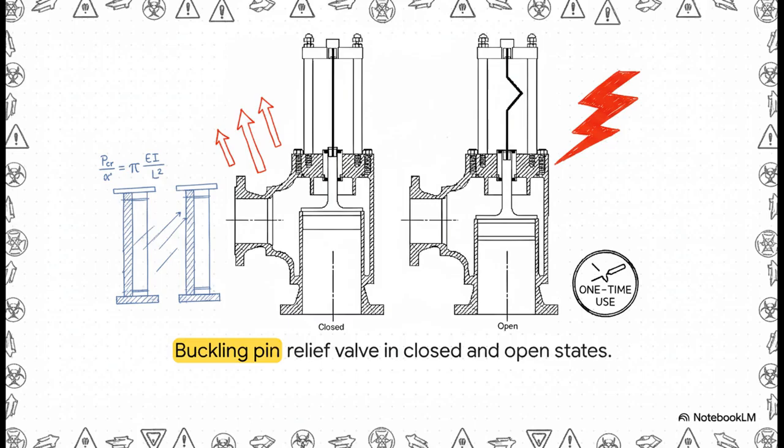Look at the rigid metal pin at the top of the closed mechanism. Instead of a spring compressing, this valve relies on Euler's law of structural columns. When the pressure hits an exact, mathematically precise threshold, that pin doesn't just bend, it catastrophically buckles and collapses. The valve instantly snaps completely open. It's a one-and-done, single-use component, but it provides a massive, immediate relief path when fractions of a second matter.